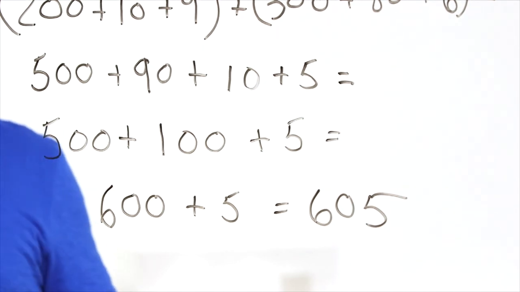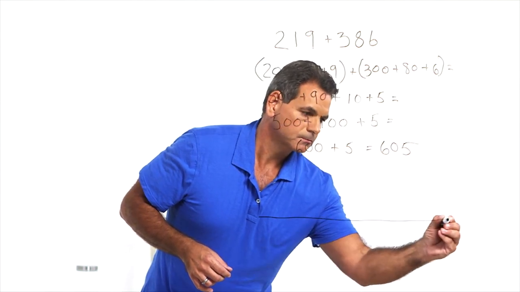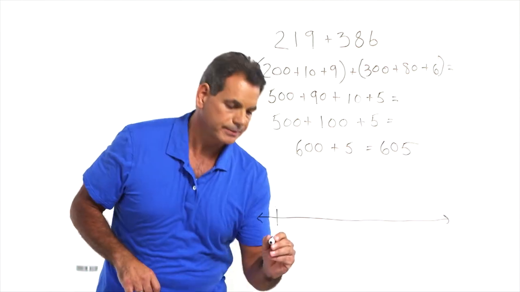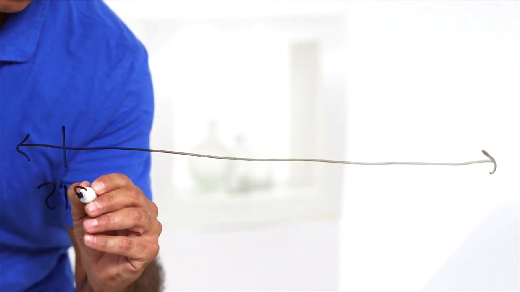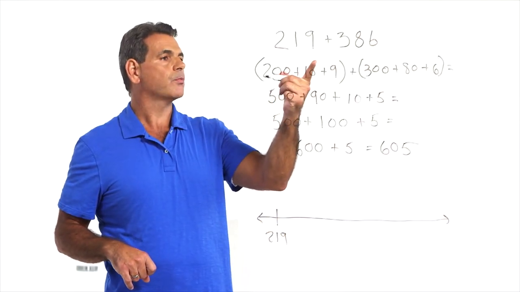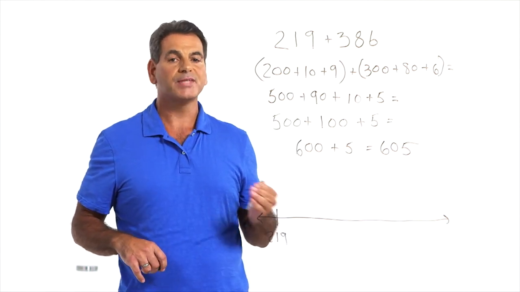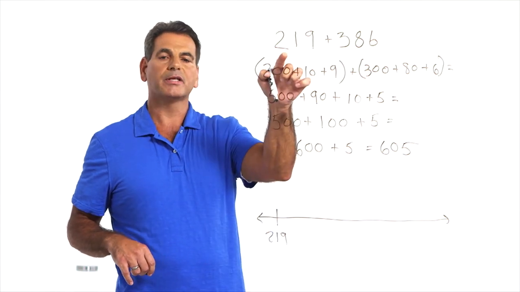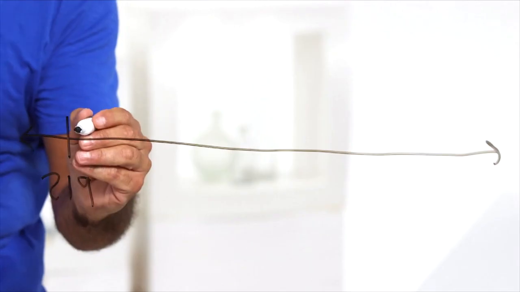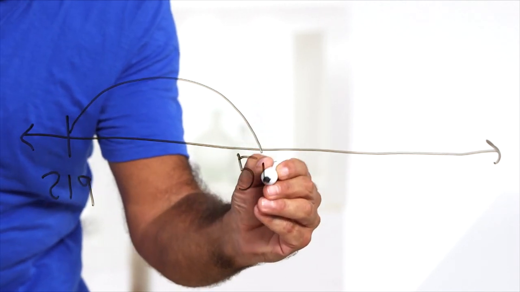Another way this problem could be solved is as jumps on a number line. Where are we starting? We're starting at 219. What would I like to do for my first jump? Well, let's look at the number we're adding, 386. 219 and adding 300 is not a difficult problem because you're only dealing with 3 and 2. The 19 is staying the same. So jumping 300 from 219 is going to get us to 519.